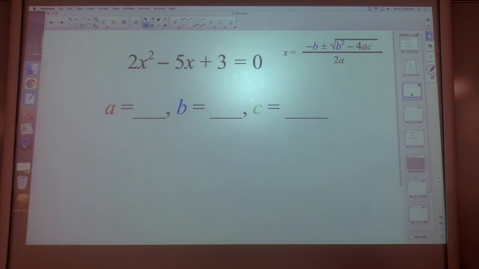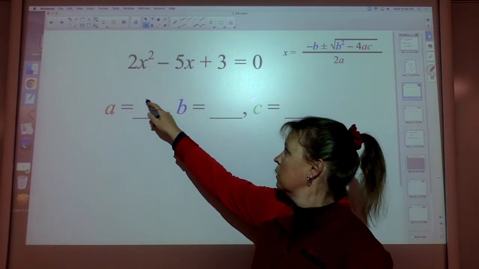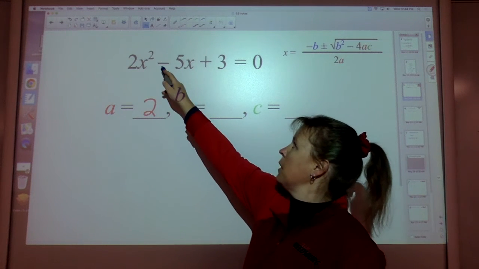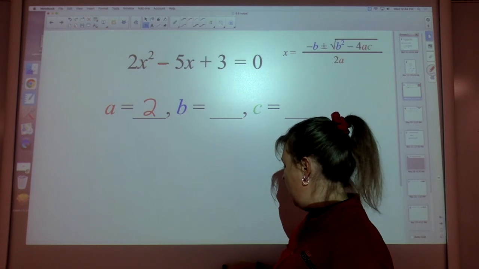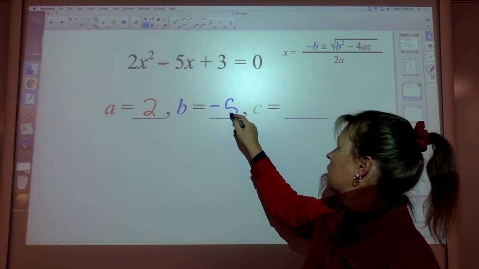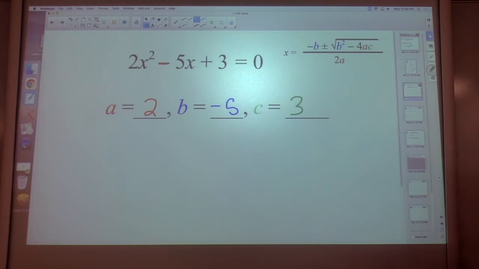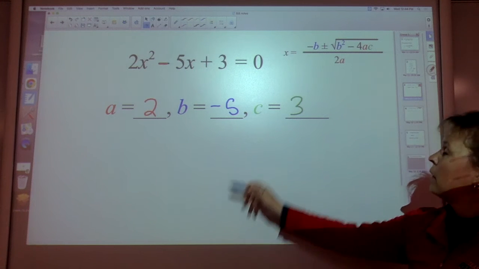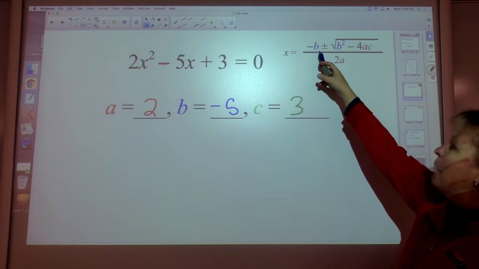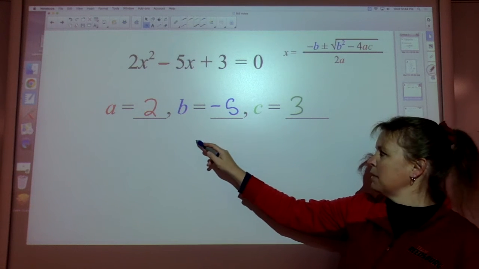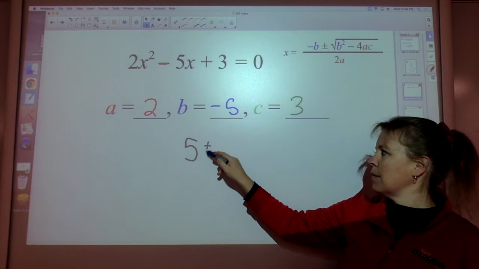Write down 2x squared minus 5x plus 3 equals 0. a equals 2, the number in front of x squared. b equals negative 5. And c equals 3. If you have your formula handy, we need the opposite of b. The opposite of negative 5 this time is positive 5.